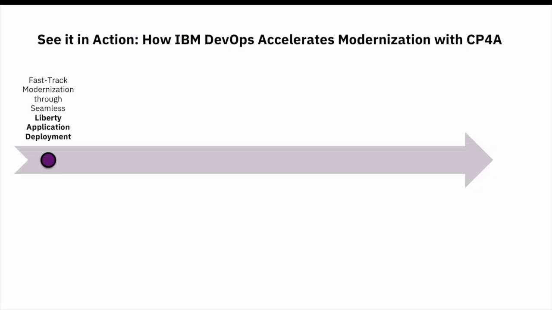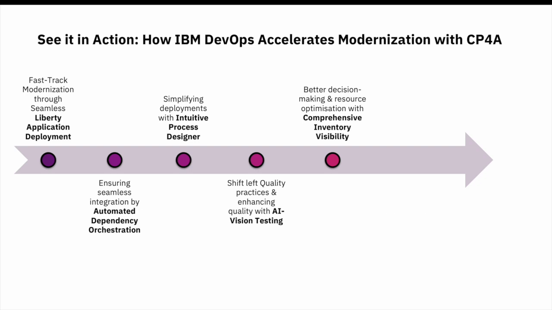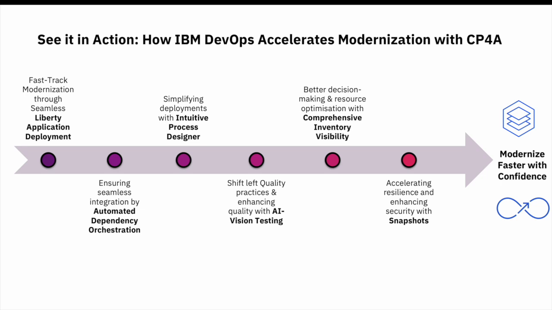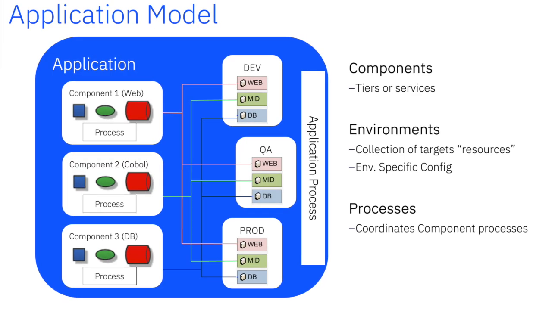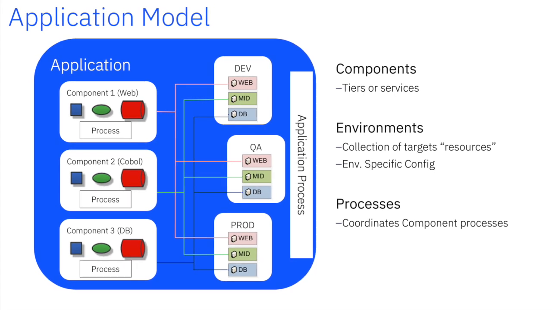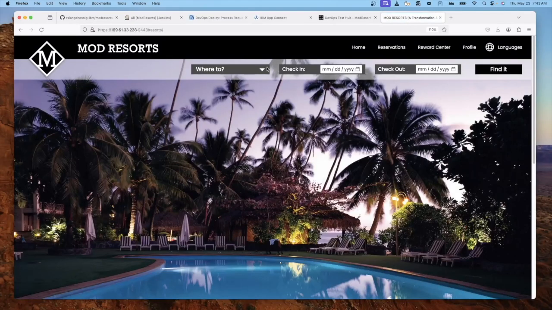Accelerating application modernization requires an effective deployment mechanism and optimal quality assurance. In this demo, we showcase how DevOps Deploy and Test Hub can empower your journey with cutting-edge capabilities shown on the screen. We'll explore how proven application model architecture will make complicated Liberty-based deployments a lot simpler with an intuitive process designer. Handling deployments with numerous dependencies poses challenges.